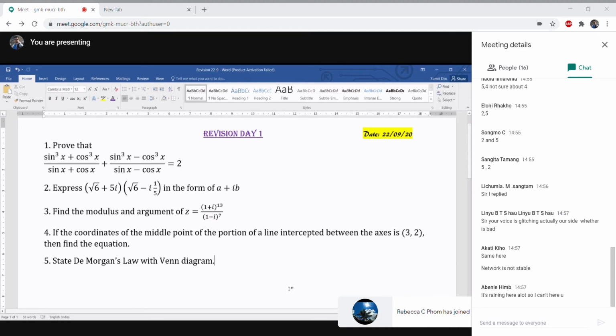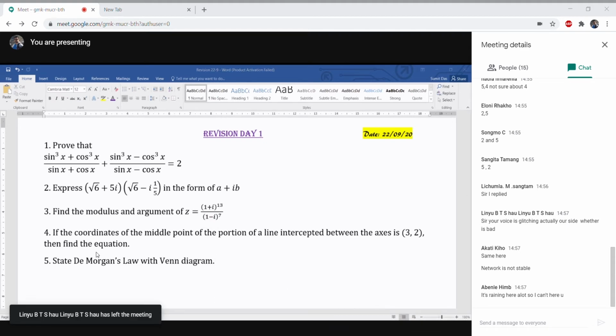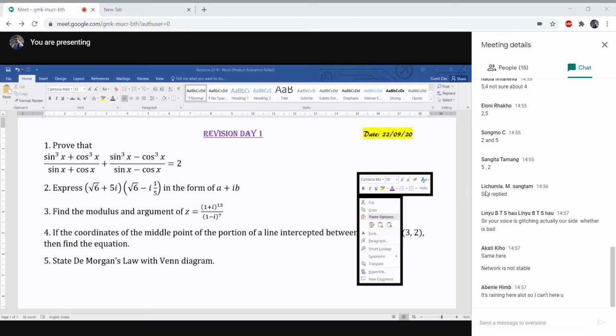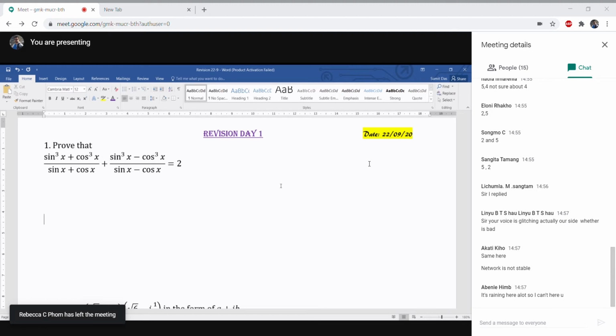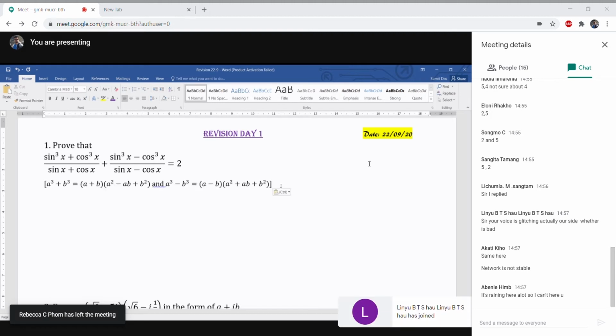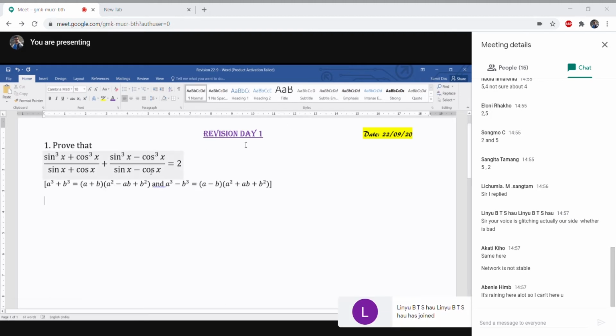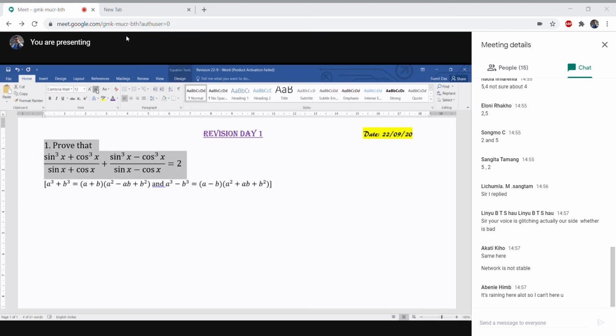Okay, question number one. What we have to do is use a very well-known class 9 identity, the a cube plus b cube formula. If you remember the formula, this question is nothing. As I always say, the class 9 and 10 base is very important for class 11 science.